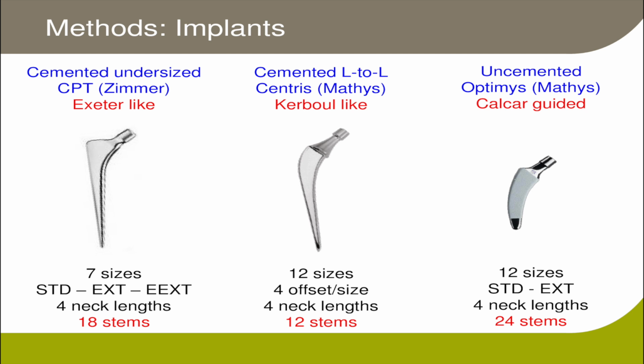The Centris stem is a Charnley-like stem, which is a canal-filling stem. You try to fill up the canal, and the cement is just filling up the small gaps between the implant and the cortex. You have a different philosophy of restoration of offset, with 4 offsets for each size, but a limited number of sizes, and 12 stems in total. And then the uncemented Optimis calcar-guided stem, which has 12 sizes, a standard and an extended or lateralized version, and 4 neck lengths, so 24 implants.